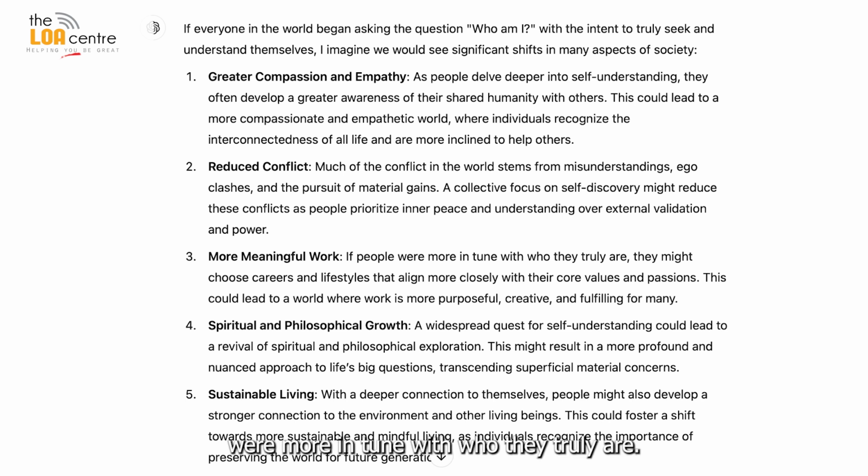Number three, more meaningful work. If people were more in tune with who they truly are, they might choose careers and lifestyles that align more closely with their core values and passions. This could lead to a world where work is more purposeful, creative, and fulfilling. Number four, spiritual and philosophical growth. A widespread quest for self understanding could lead to a revival of spiritual and philosophical exploration. This might result in a more profound and nuanced approach to life's big questions, transcending superficial material concerns. Number five, sustainable living. With a deeper connection to themselves, people might also develop a strong connection to the environment and other living beings. This could foster a shift towards more sustainable and mindful living as individuals recognize the importance of preserving the world for future generations.